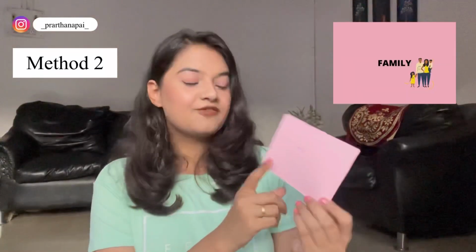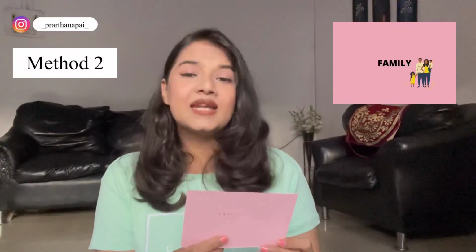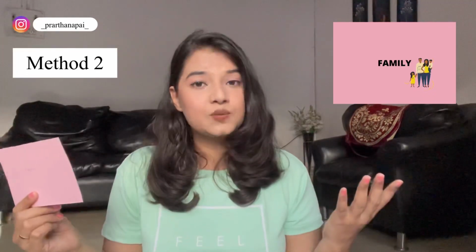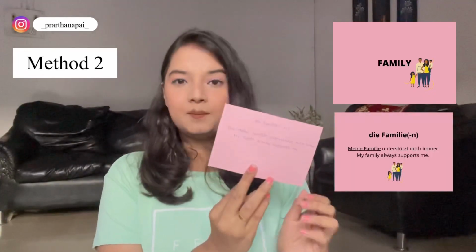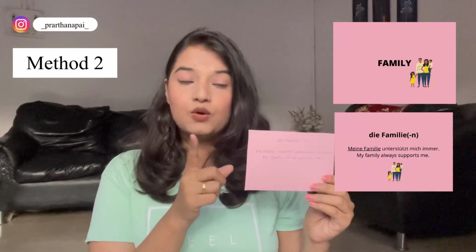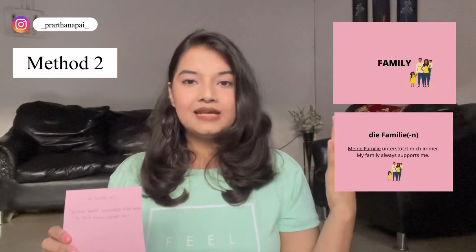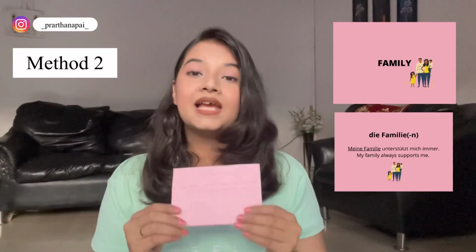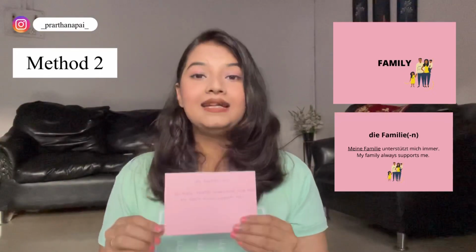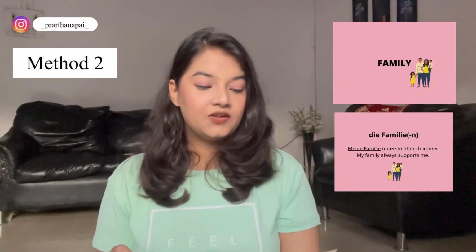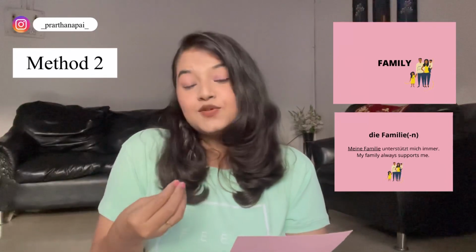I have a card over here and I'm using the pink shade for all my nouns. So the word here is family. I've written it in English because it's comfortable for me. You can definitely write it in your mother tongue as well. Now, when you flip the page, you will find the exact word in German. Don't forget to also write the plural form of that particular word. Once you have written the word in singular as well as plural form, later on below, write down one example. Here I have written, meine Familie unterstützt mich immer.